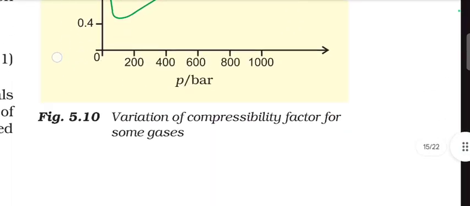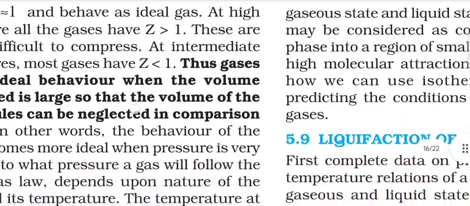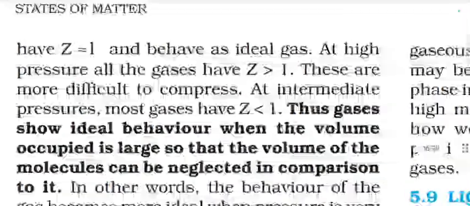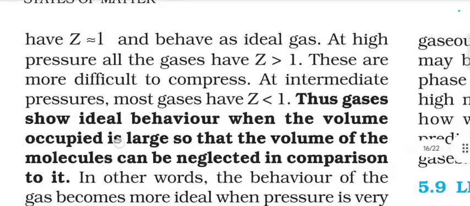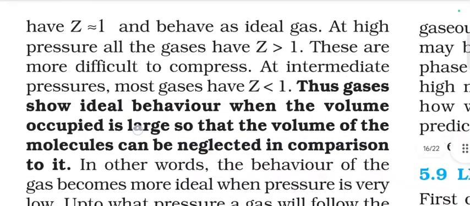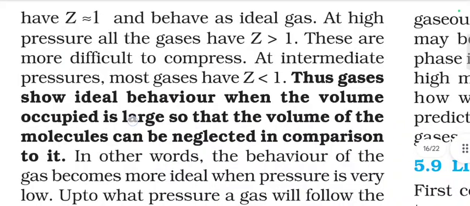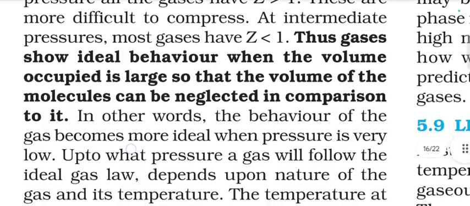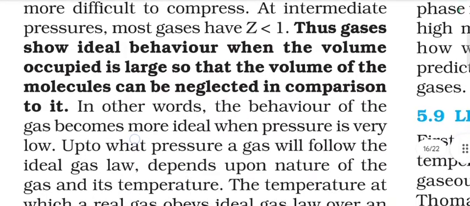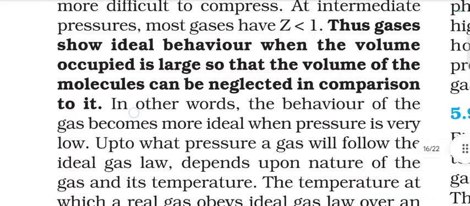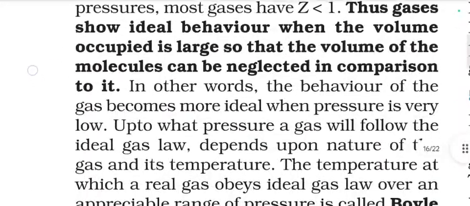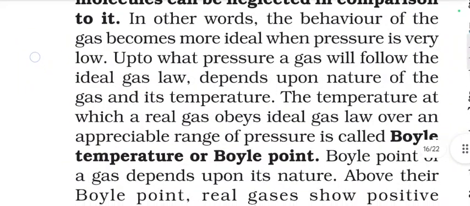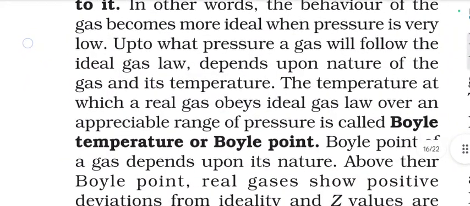At very low pressures, all gases shown have Z equal to 1 and behave as an ideal gas. At high pressure, all the gases have Z greater than 1. These are more difficult to compress. At intermediate pressure, most gases have Z less than 1. Thus, gases show ideal behavior when the volume occupied is so large that the volume of the molecules can be neglected in comparison to it. In other words, the behavior of the gas becomes more ideal when pressure is very low.